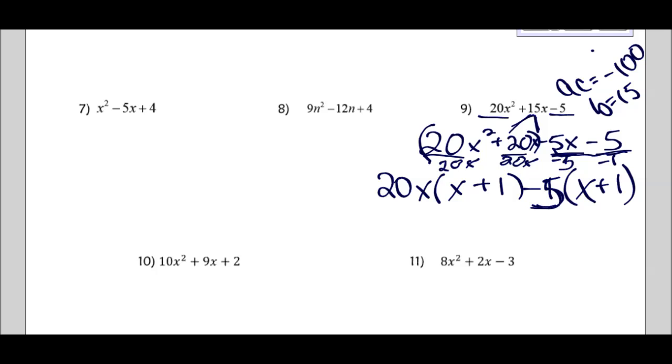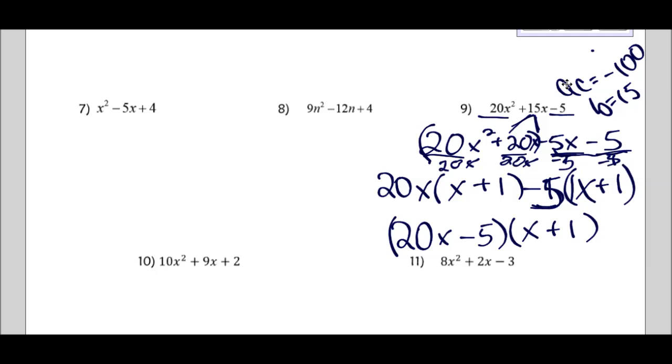Let's divide both of those to change them into positive 1 and positive 1. Now I have my two factors, 20x minus 5 and x plus 1. That's not as factored as that gets, though. There's a GCF in this first set of parentheses.